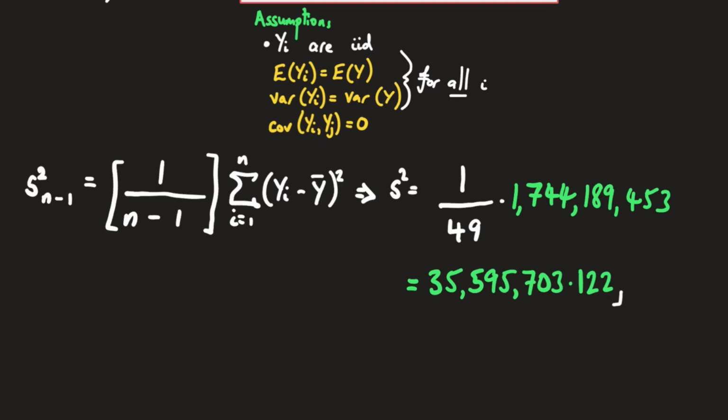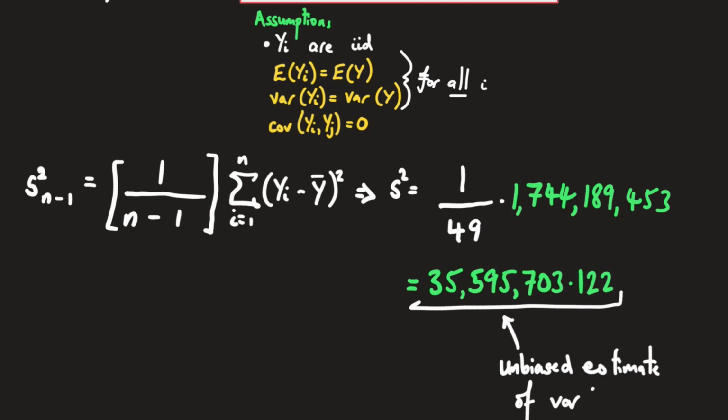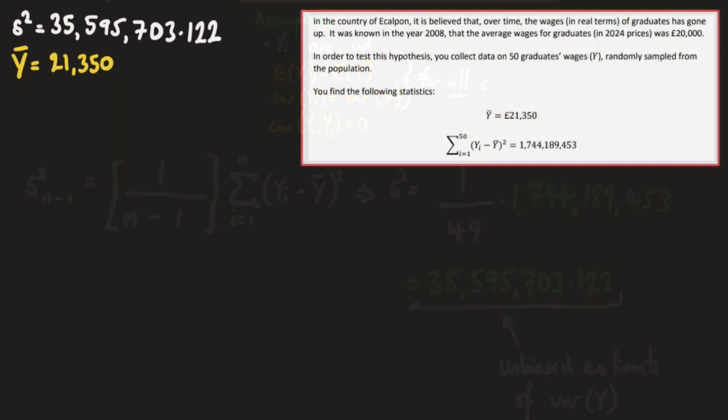Now, this is almost certainly not the true variance, but this is an unbiased estimate of the variance of y. Now, whenever you're carrying out a test, it's often useful to think about what the distribution of the estimator that you're interested in is. Now, our estimator for the population average is the sample mean. Remember, the sample mean is just equal to 1 over n times the sum of the observations.